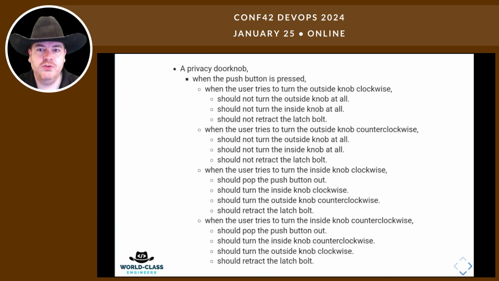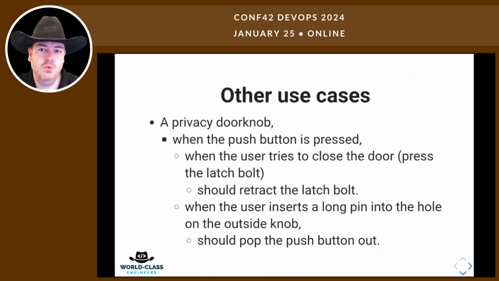Okay, with this new structure, we can now expand. We can look into other use cases, such as when you have the lock button pressed, well, you shouldn't be able to turn the outside knob, and you should be able to turn the inside knob, but when you do, it should pop the lock button back out. And so we're just continuing to iterate and to think about, okay, what are some other things that we could add to our behavioral specification for this doorknob component?